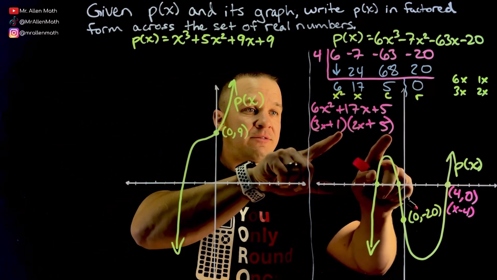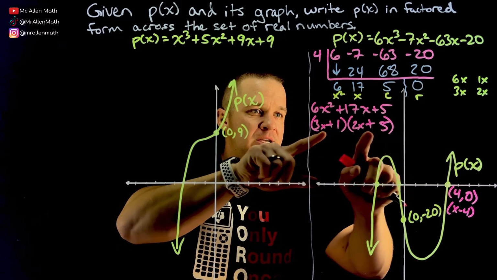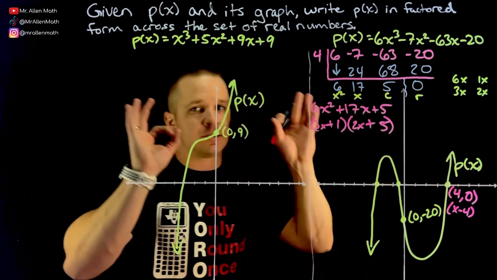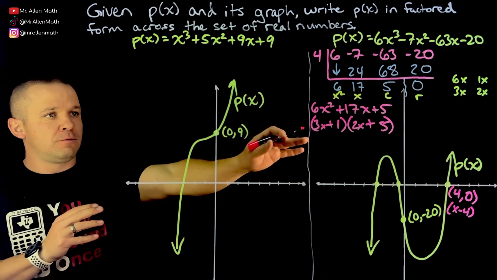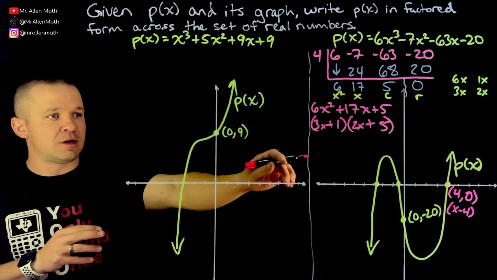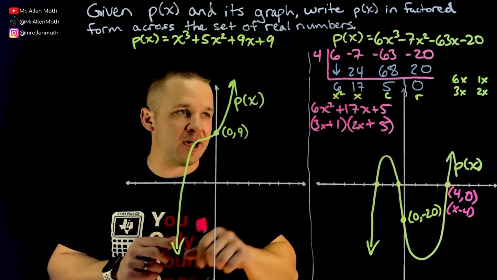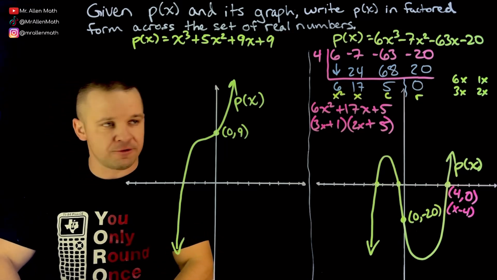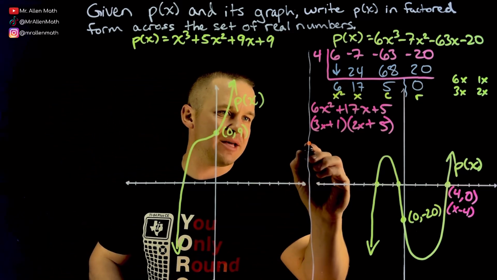I've got 1 times 5 is 5. We have 15x. 2x adds to 17x. Good to go. All right. So those are my two factors along with this guy here. Let's write our final answer. And I'll put that in a different color, orange, so it pops. The math's got to pop.